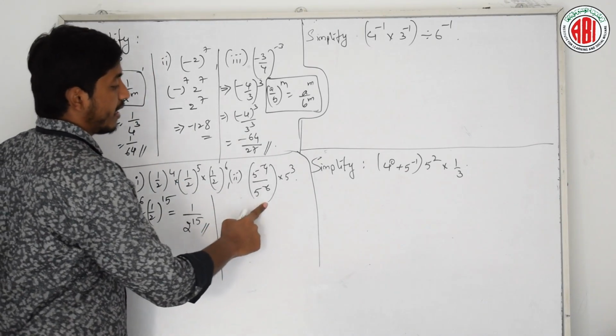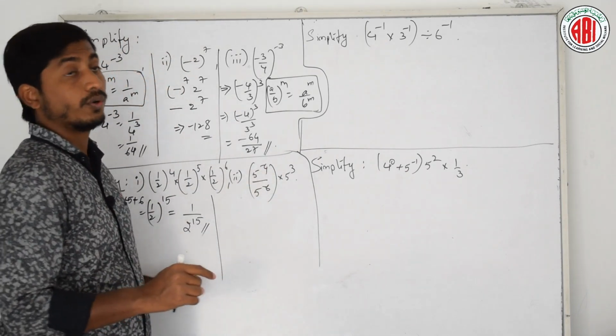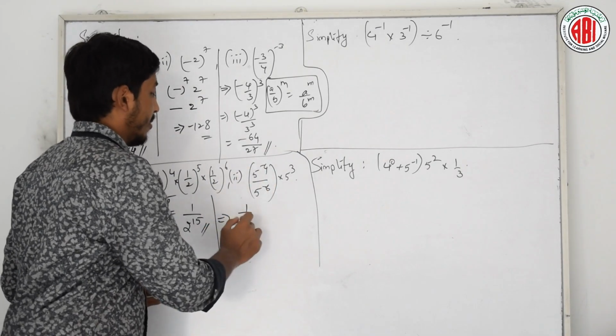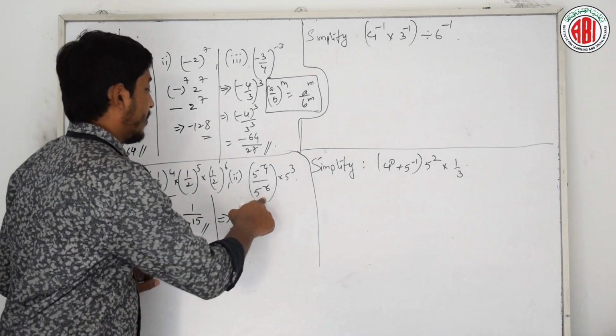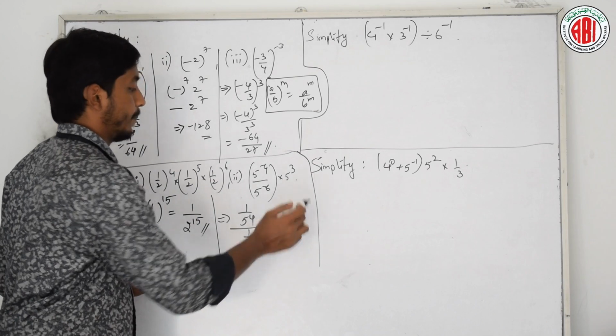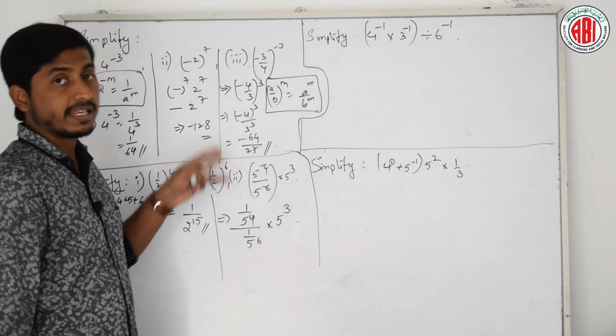See here. What about this question? 5 power minus 4 by 5 power minus 6. What will 5 power minus 4 become? That is 1 by 5 power 4. Okay? What is 5 power minus 6? 1 by 5 power 6. Now, this is denominator's denominator. Let us take it to the numerator.